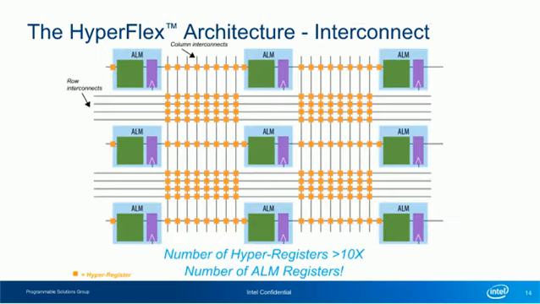Here is a representation of the HyperFlex FPGA architecture showing the HyperFlex registers as the orange squares. As you can see, the HyperFlex architecture provides an abundance of hyperregisters located conveniently around the device to maximize design performance. In fact, with the HyperFlex architecture, there are over 10 times the number of hyperregisters as there are conventional ALM registers.